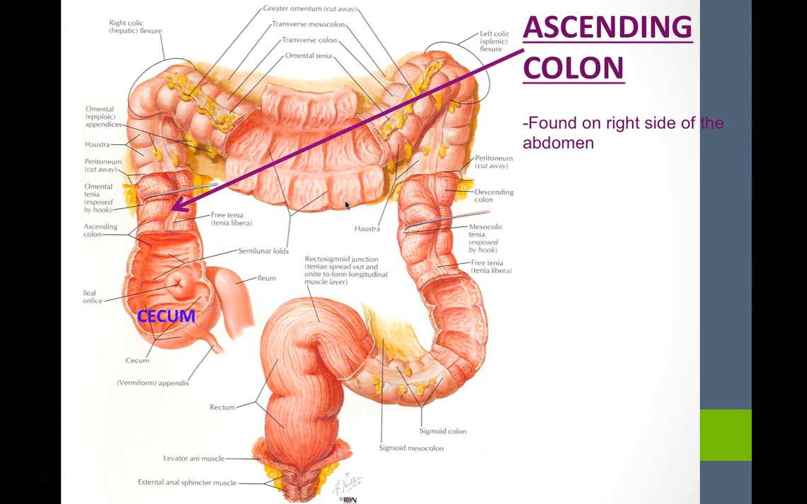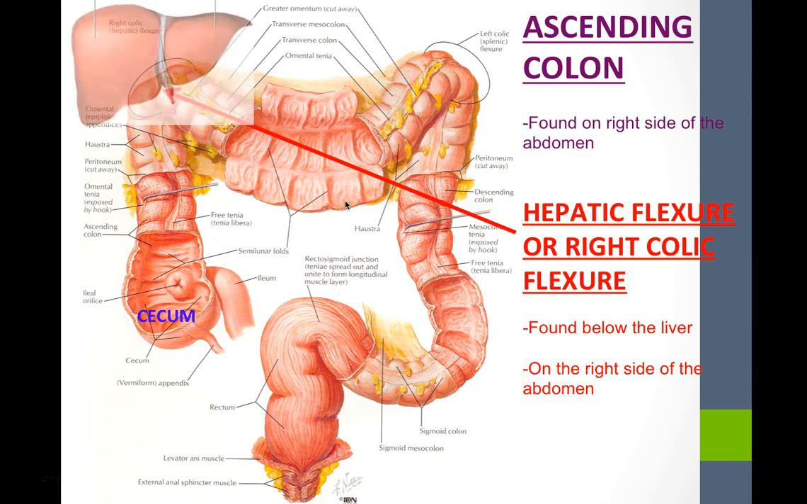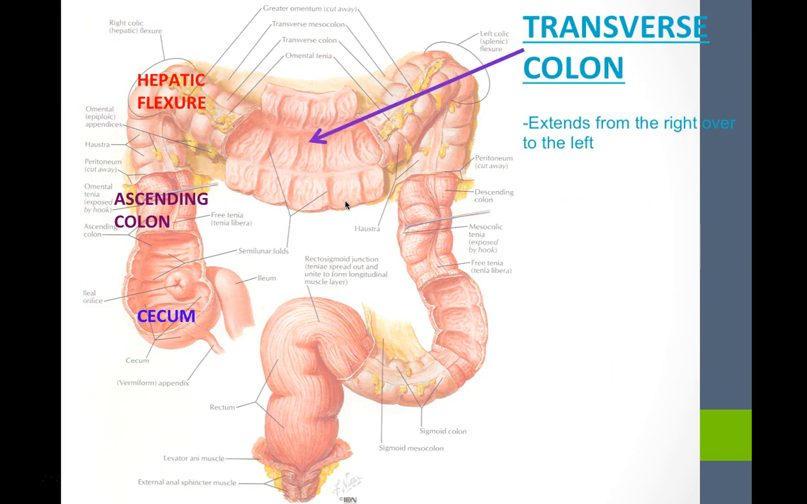So if you trace the right side of your abdomen moving superiorly, this is where your ascending colon would be, then we're going to see that it will bend. And so we're going to call this the hepatic flexure or the right colic flexure. We call it the hepatic flexure because this is going to be found inferior to the liver. And then it will travel over toward the left side of the abdomen. This is a retroperitoneal structure, so you'll find it pretty posteriorly.